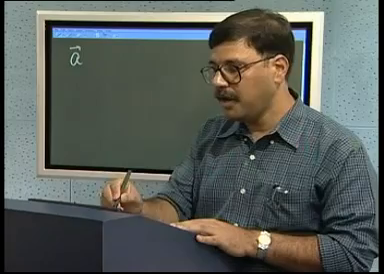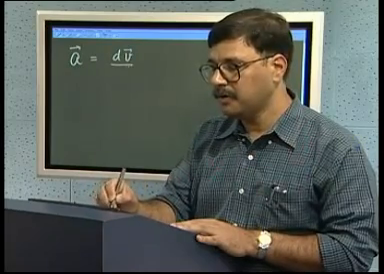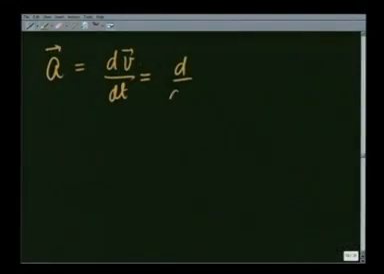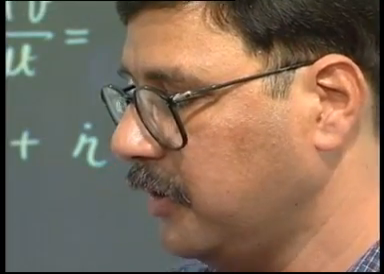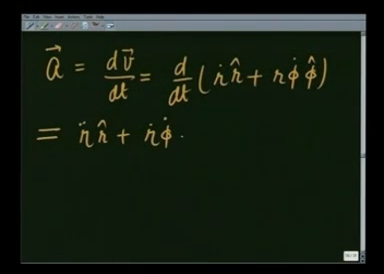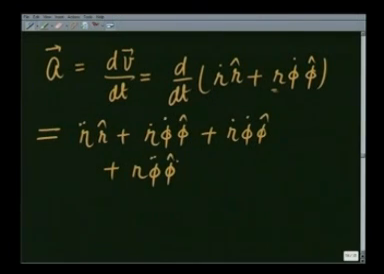Let me write it again. A was equal to dv dt, which is equal to d over dt of r dot r plus r phi dot phi, which is equal to r double dot r plus r dot dr dt, which is nothing but phi dot in phi direction, plus r dot from here phi dot in phi direction, plus r phi double dot in phi direction, plus r phi dot d phi dt, which I have just calculated.